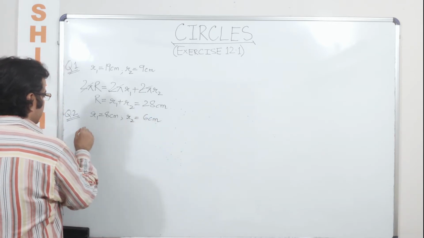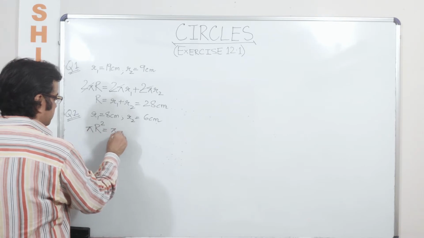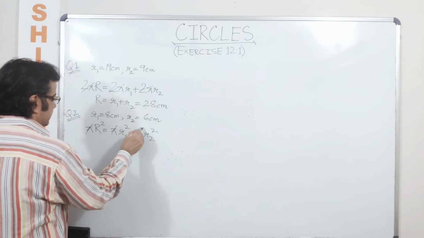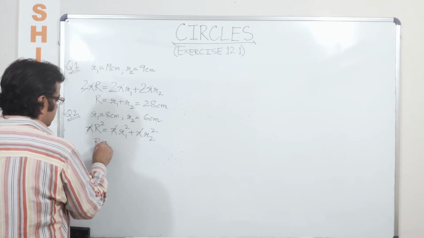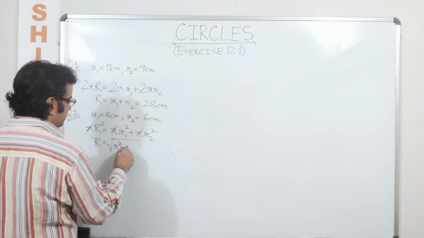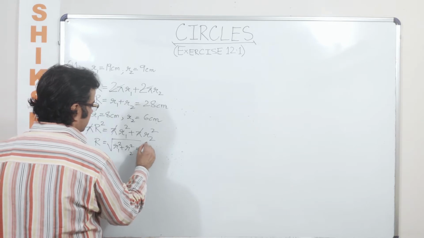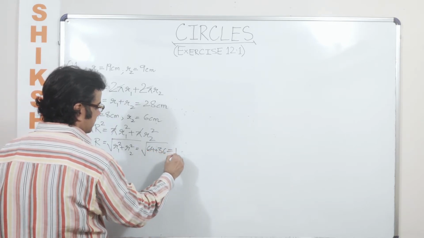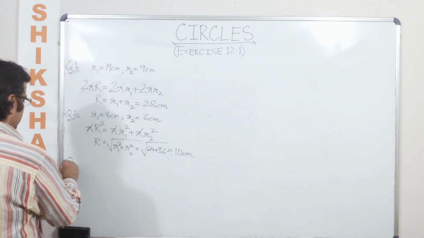Now we know that the area of a circle is pi r square. So pi gets cancelled out on both the sides, and then we'll be able to say r is nothing but under root of r1 square plus r2 square, which is nothing but 64 plus 36, which is equal to 10 centimeters. Let's move on to the third question. So let's say question number 3.